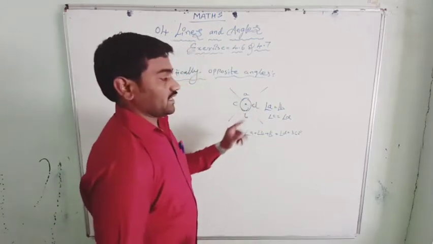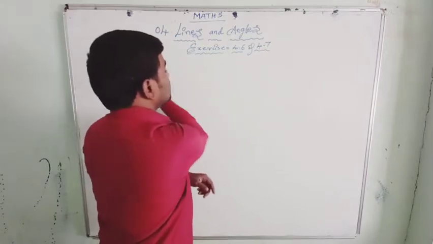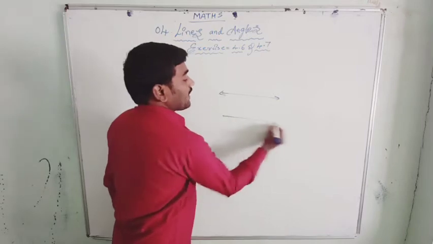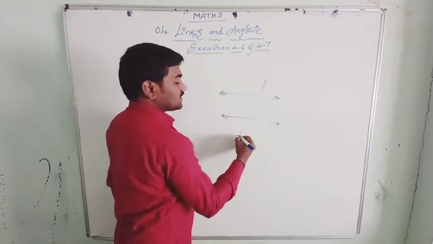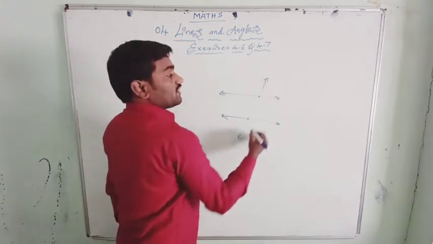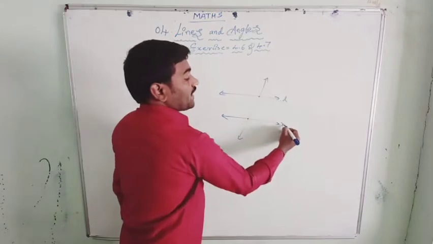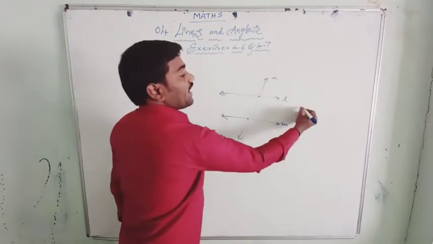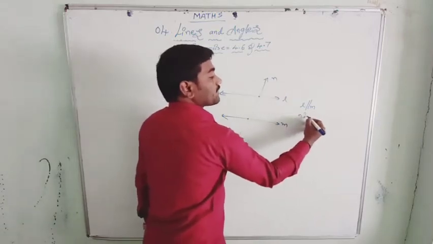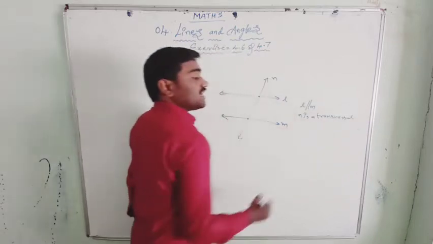So the next exercise, 4.7, is based on transversal. When two lines are parallel and one line is intersecting the two parallel lines at two distinct points, the intersecting line is called a transversal. So if these are L and M and this is N, if L and M are parallel, then N is a transversal.